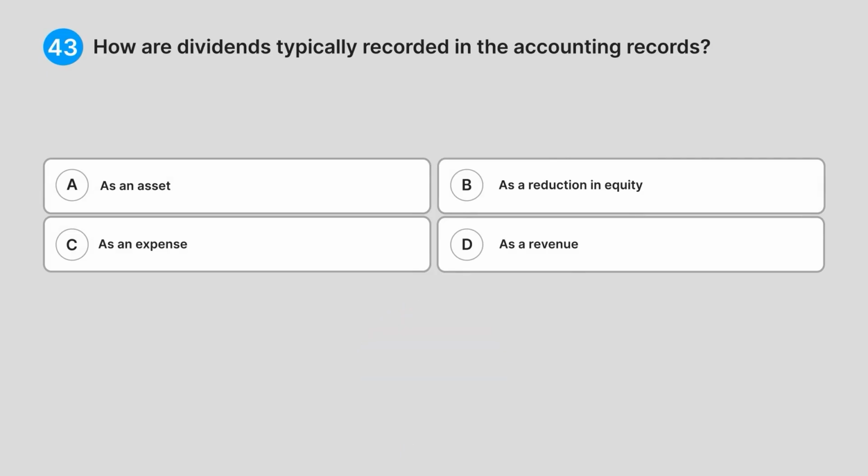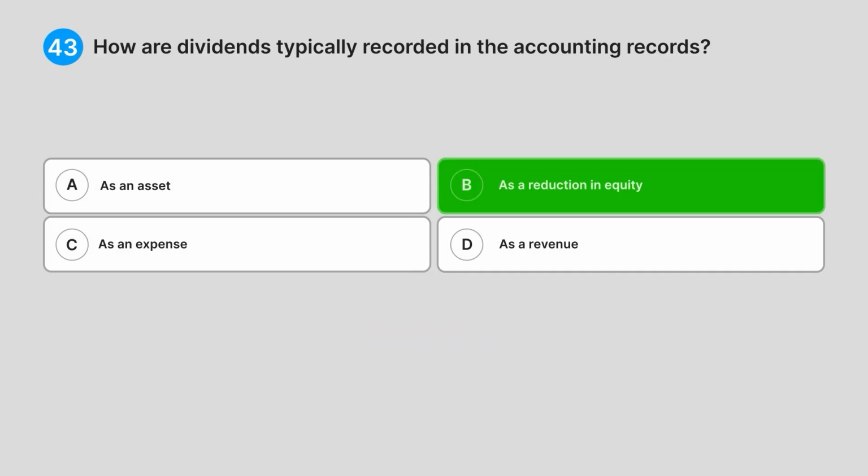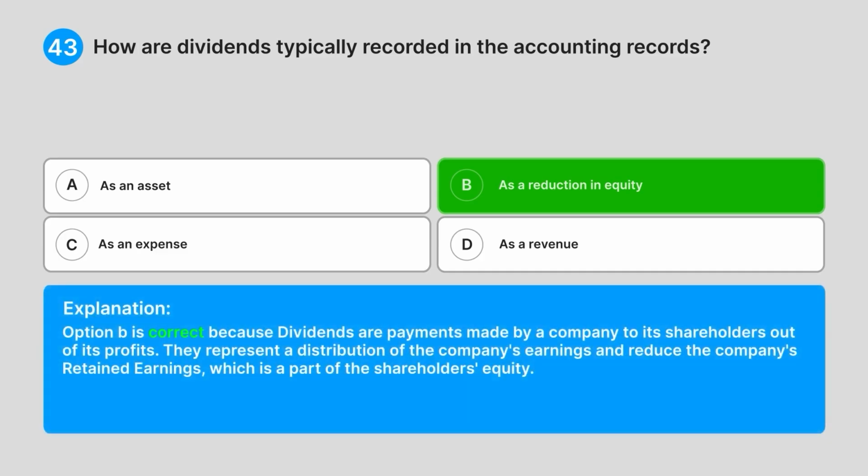Correct answer, B. As a reduction in equity. Explanation. Option B is correct because dividends are payments made by a company to its shareholders out of its profits. They represent a distribution of the company's earnings and reduce the company's retained earnings, which is a part of the shareholders' equity.